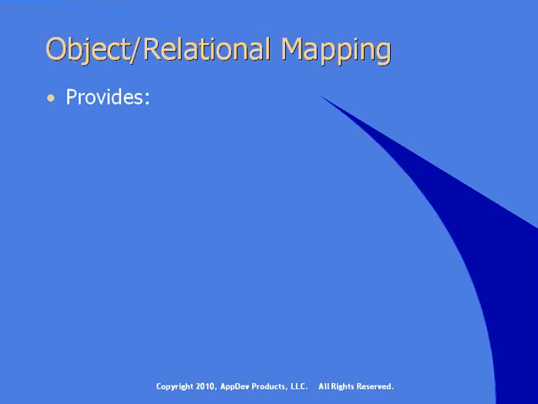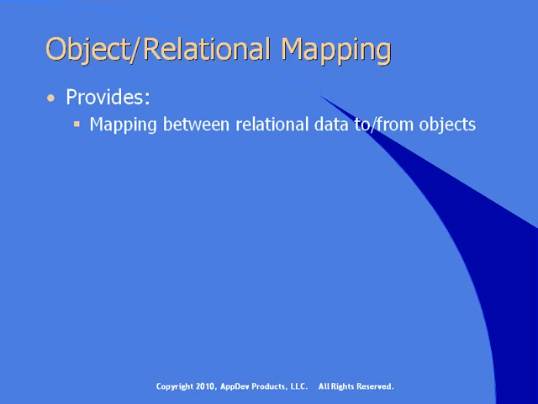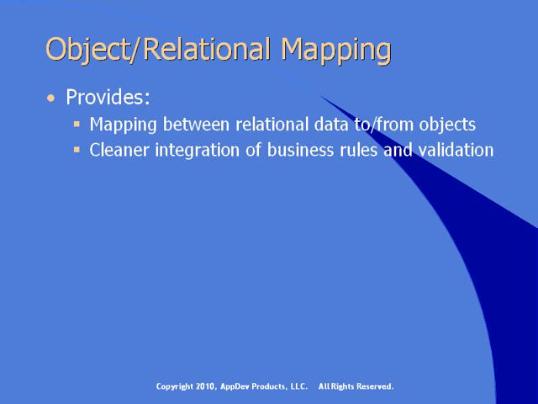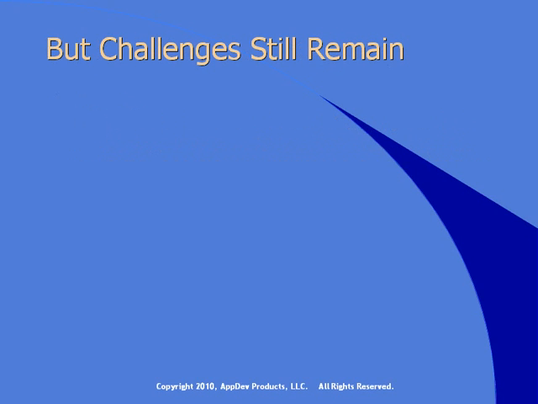This object relational mapping provides for a mapping between relational data to and from objects. That means that you use your instances of classes to get the data from the database, make your changes, and then some sort of magic layer shoves the data back out to the database. It provides a cleaner integration of business rules and validation. And so this technique using an object relational mapping, which is kind of the concept behind the typed data set in .NET, has become very popular.